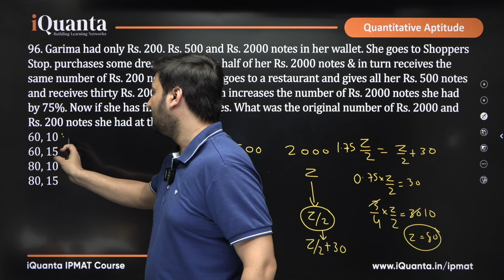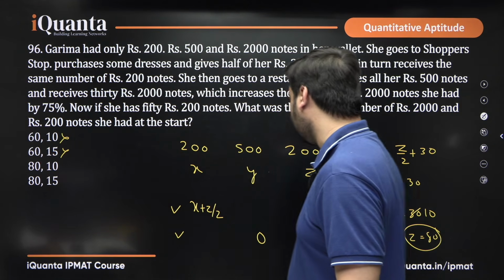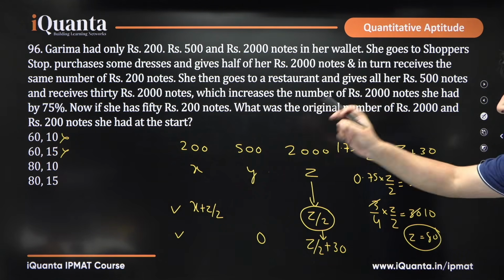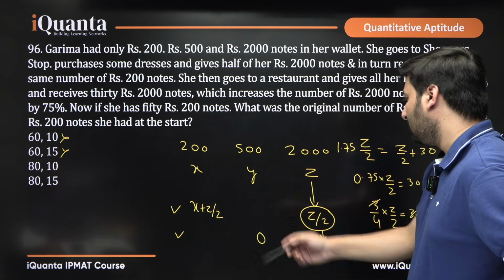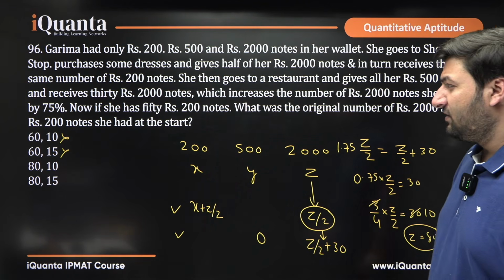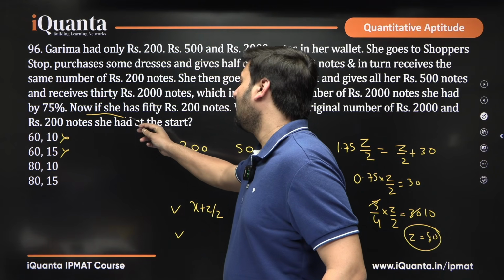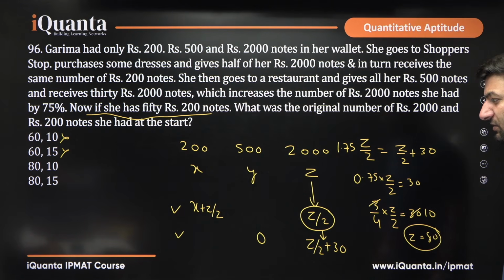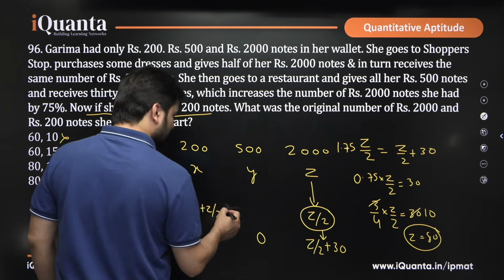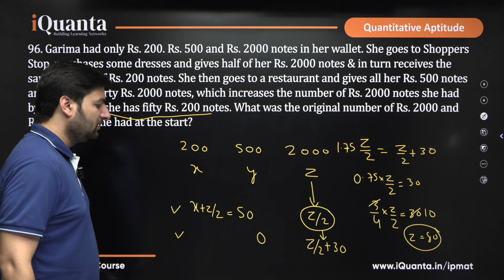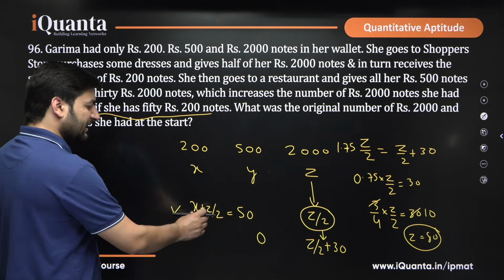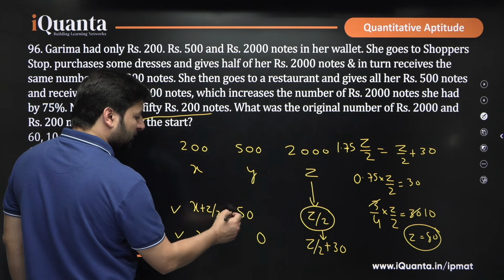So, definitely these are not the correct options. Any one of these is correct. Okay, 200 notes she had. We want X now. One more clue was given over here. We missed it. If she has 50 rupees 200 notes, this is actually equal to 50, because she has 50 notes of these. So, Z is 80, so X will be how much? 80 by 2 is 40, 50 minus 40 is 10.